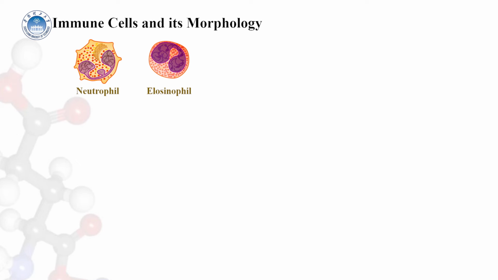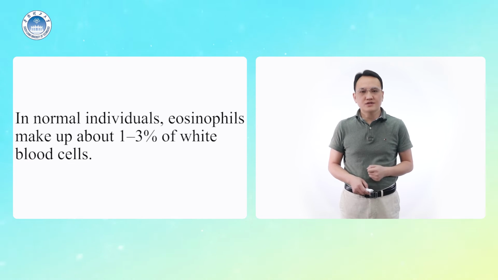Eosinophils are a variety of white blood cells and one of the immune system components responsible for combating multicellular parasites and certain infections in vertebrates. In normal individuals, eosinophils make up about 1 to 3% of white blood cells.